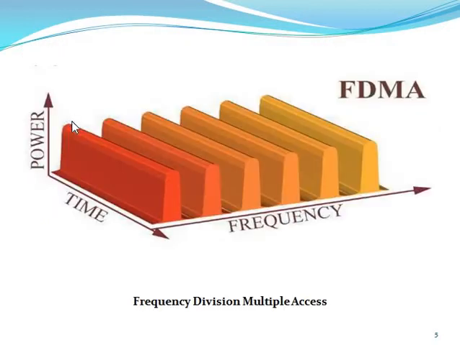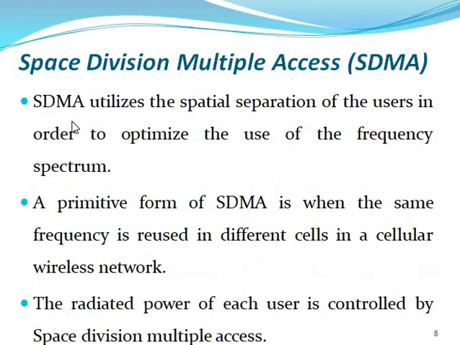Now we are discussing space division multiple access. SDMA utilizes the spatial separation of users in order to optimize use of the frequency spectrum. A primitive form of SDMA is when the same frequency is reused in different cells in a cellular wireless network. In the gradient of power, each user is controlled by space division multiple access.